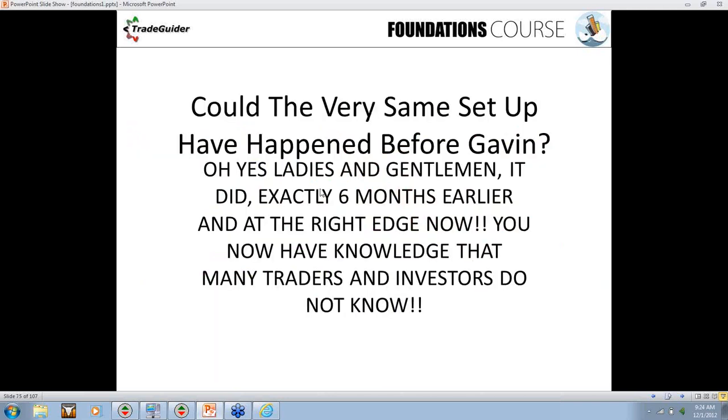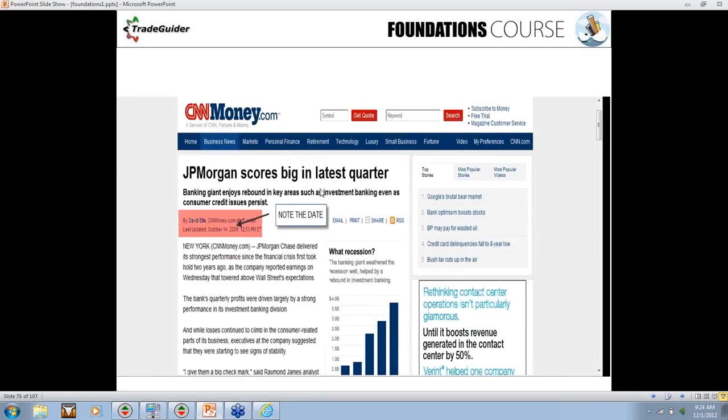Could that very same thing have happened 6 months before at exactly the same price level? Oh yes, ladies and gentlemen, it happens consistently. Everything is repeated in the market. Here we see the same news story. The date is October the 14th of 2009. JP Morgan scores big in latest quarter. That's pretty bullish again. Banking giant enjoys rebound in key areas such as investment banking, even as consumer credit issues persist.